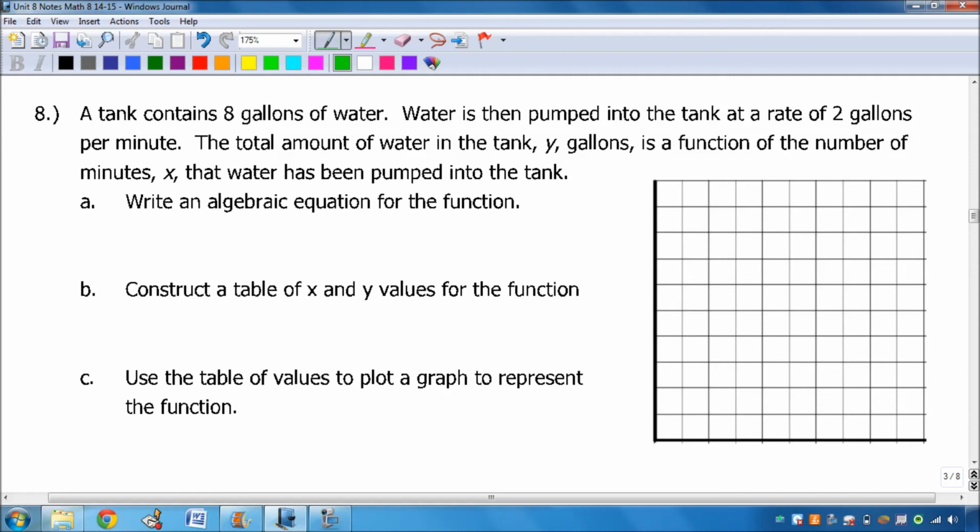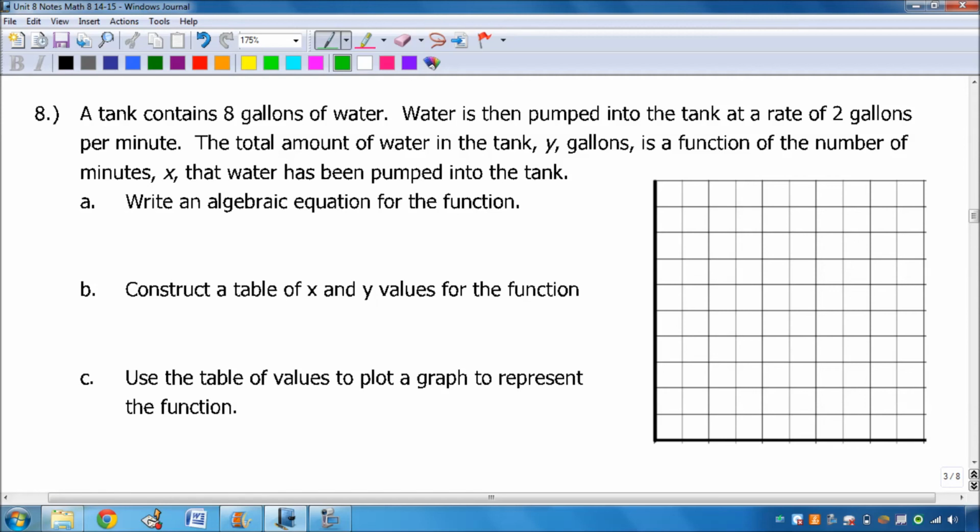So a tank contains 8 gallons of water. Water is then pumped into the tank at a rate of 2 gallons per minute. The total amount of water in the tank, y gallons, is a function of the number of minutes x that water has been pumped into the tank. So it says that it's at a rate of 2 gallons per minute, which means that we have a linear function because the rate of change, or the slope, is always the same. So write an algebraic equation for this function.